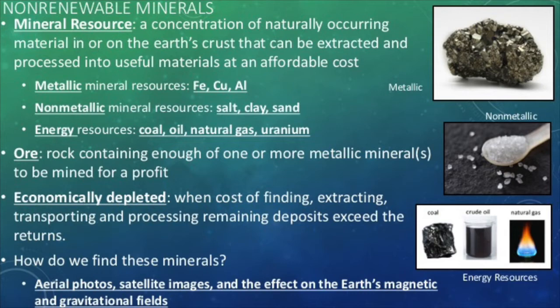You should recall that a mineral is a natural material found in Earth's crust that has a set chemical composition. The three major types of mineral resources we find on Earth are metallic, non-metallic, and energy resources. Minerals and fossil fuels are mined from the Earth's crust.